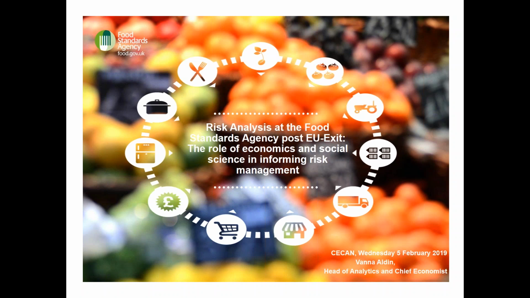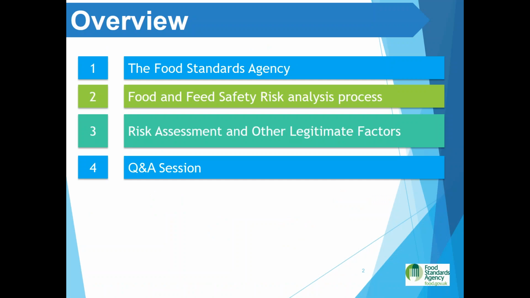I will talk a little bit about the role of economics and social science in informing risk management as it will be developed for when we leave the EU. We'll give a brief overview of the Food Standards Agency, what our role is, what we do. I will talk about the food and feed safety risk analysis process that we are developing, and the role of economic science, along with other legitimate factors that will be taken into account by the risk managers alongside risk assessment in order to protect public health and wider consumers' interest in relation to food. And then there will be a brief session to address any questions that you might have.